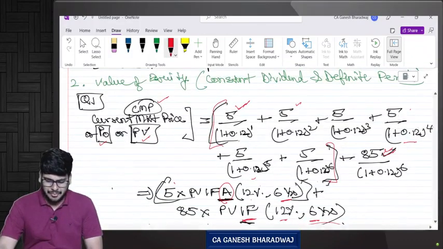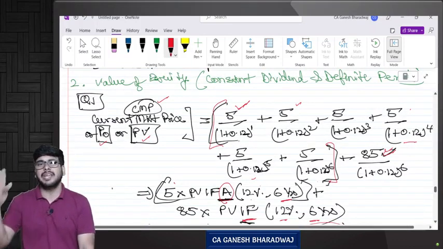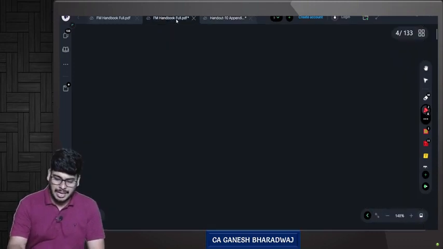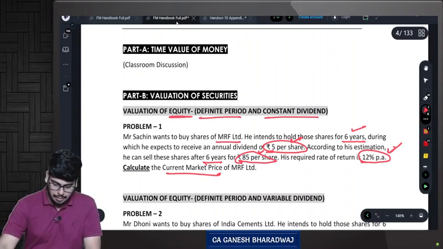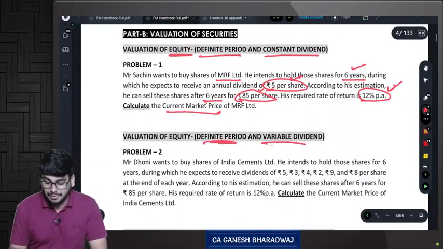With this, we have finished the first question. What is the first question? Constant dividend, finite period. The amount of dividend was the same every year, and the number of years was also given in the question. Clear? Let's move to question number 2. Valuation of equity share: definite period but variable dividend.